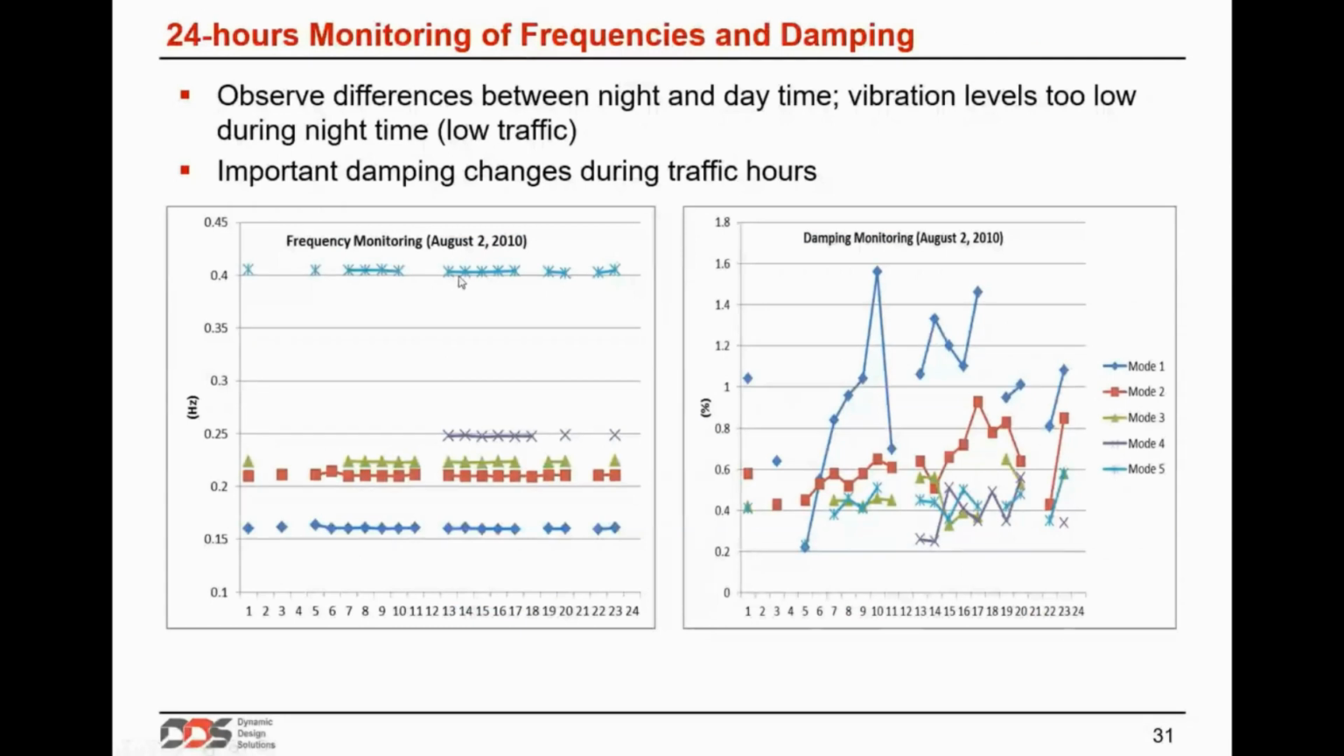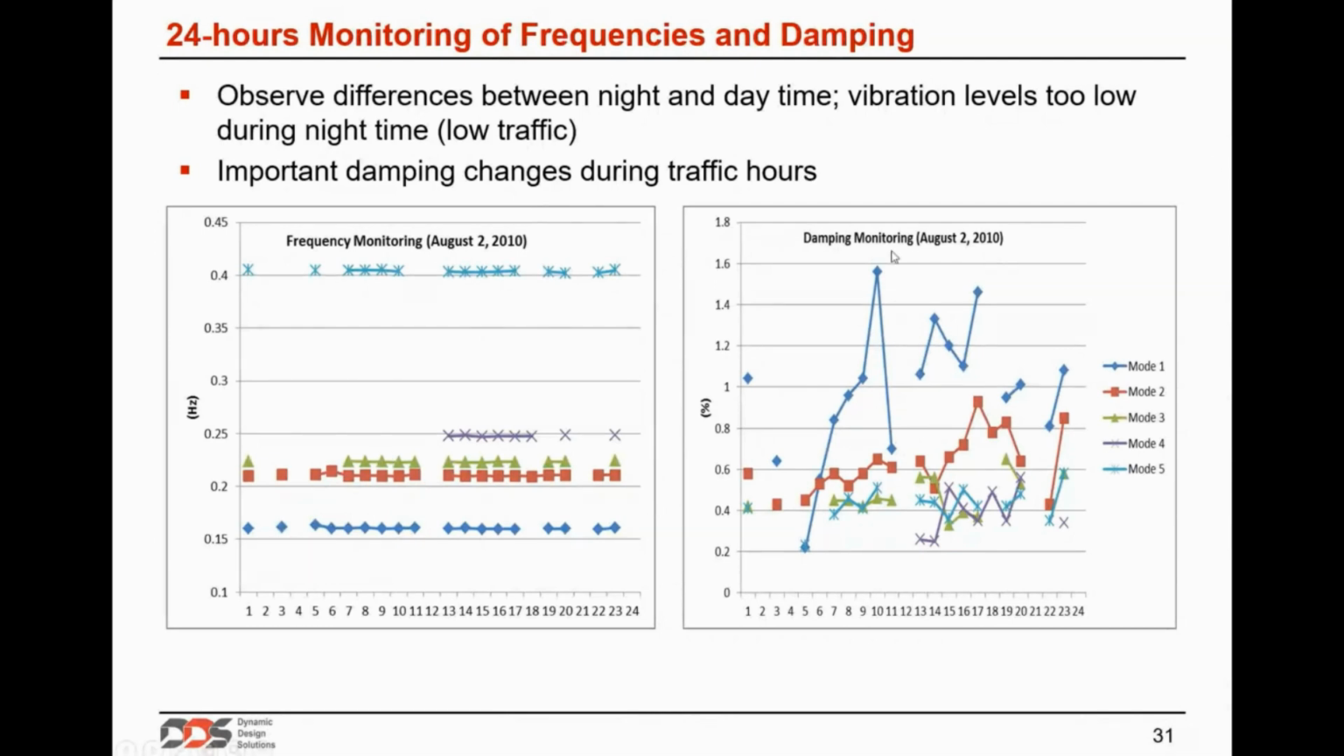Here you can see a report from a 24 hour monitoring of frequencies. You can see that frequencies are fairly stable. There can be some variation due to temperature and due to traffic, because cars and trucks on the bridge add mass to the bridge and will then also change the frequencies. So all that has to be taken into account when doing damage identification. You also have to take into account the changes to the bridge caused by the traffic and by the temperature.